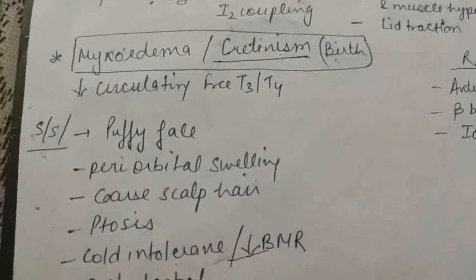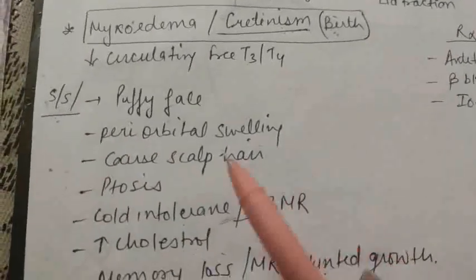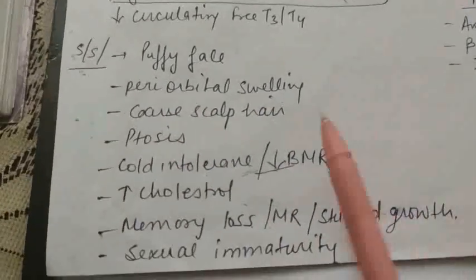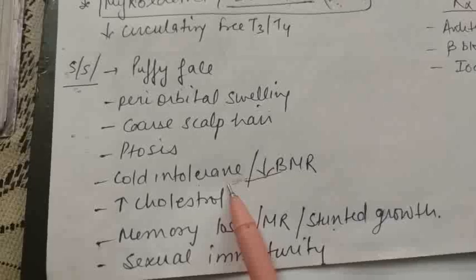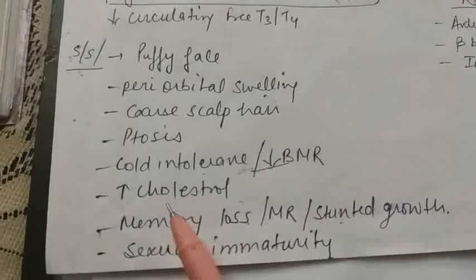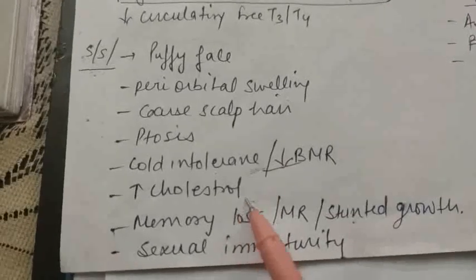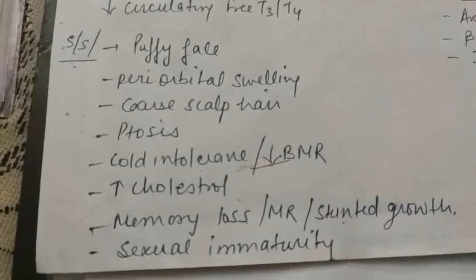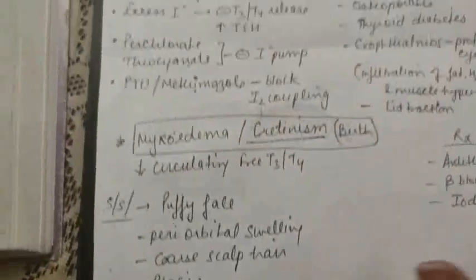Let's see the symptoms of myxedema. There can be a puffy face, periorbital swelling, coarse scalp hair, ptosis. Cold intolerance will be there in hypothyroid and vice versa in hyper. Decreased BMR and increased cholesterol level you can find in symptoms, along with memory loss, mental retardation, stunted growth and sexual immaturity.